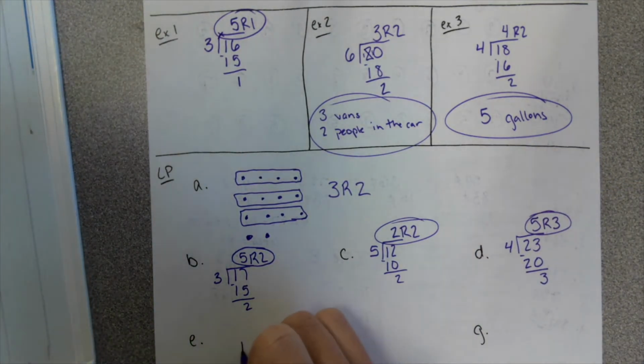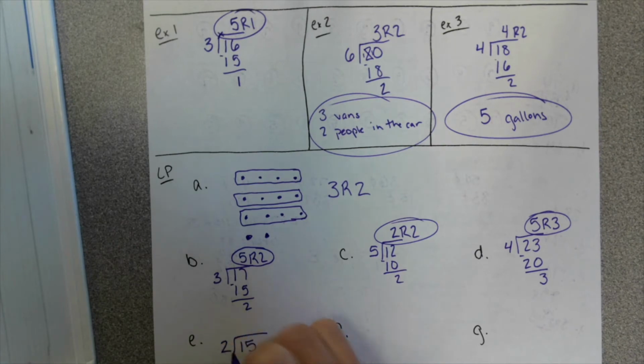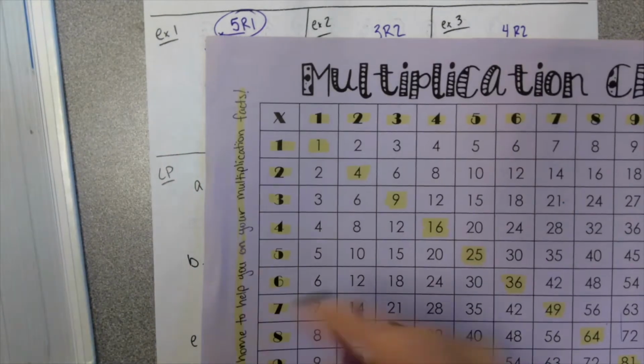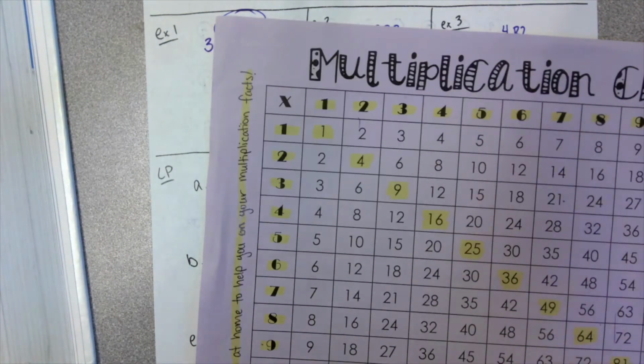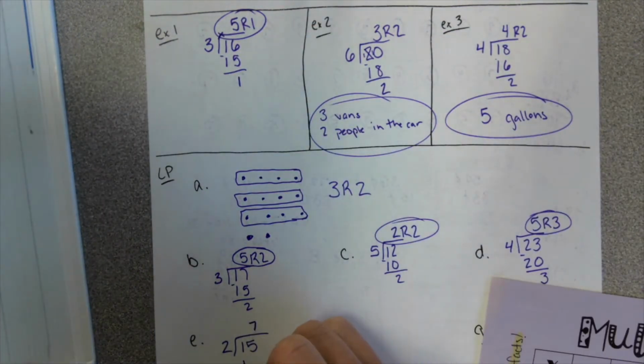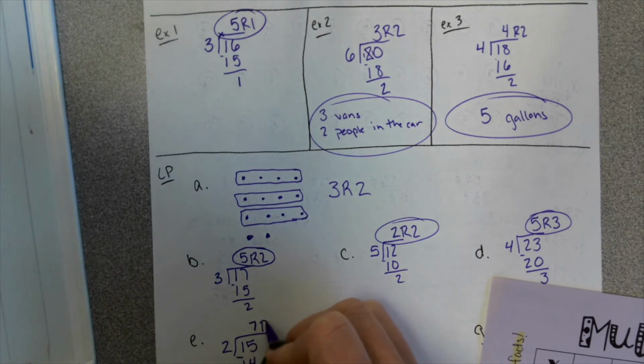E says 15 divided by 2. How many times does 2 go into 15? Well, 2 can fit in 7 times because that would give me 14. And then I get 1 as my remainder.